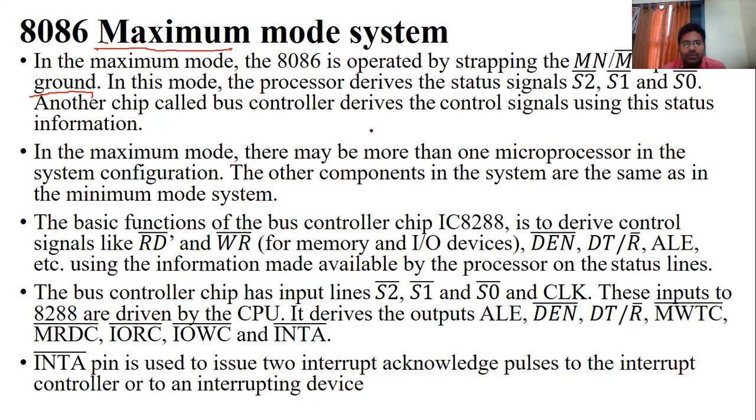For this maximum mode operation also, the microprocessor performs read and write operations.